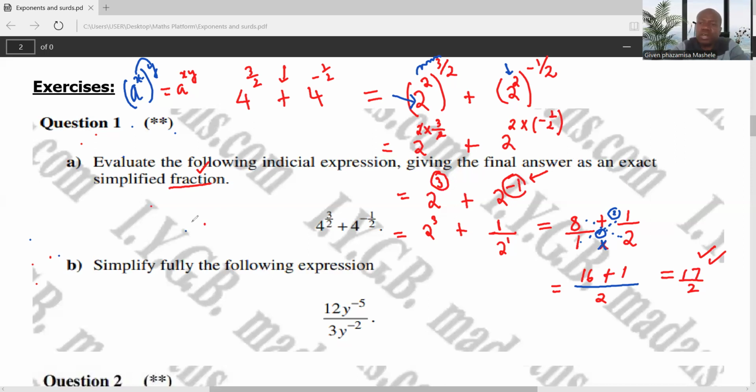Then let us look at the second one. The second one says, simplify fully the following expression. Here we have 12 y to the exponent of minus 5 divided by 3 y to the exponent of 2, negative 2, I apologize.